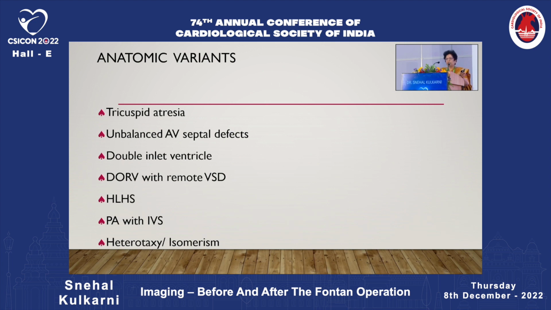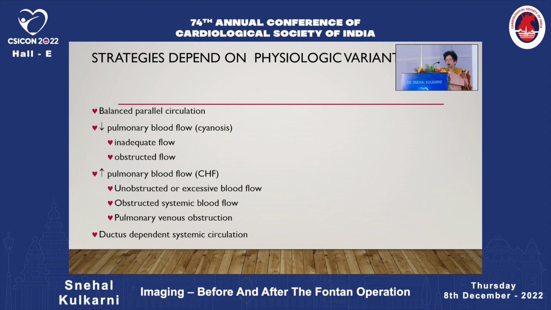If you see the different anatomic variants of univentricle, they are tricuspid atresias, unbalanced AV septal defects, DORV with remote VSD, double inlet ventricle, hypoplastic left heart, pulmonary atresia, intact septum, and multiple varieties of heterotaxy. And when we talk about single ventricle palliation, what are the strategies? We have to establish balanced parallel circulation.